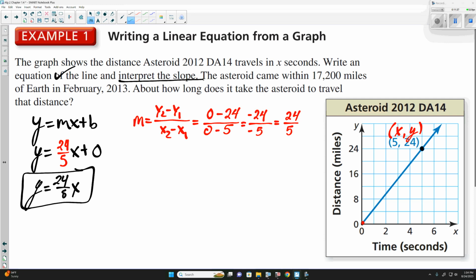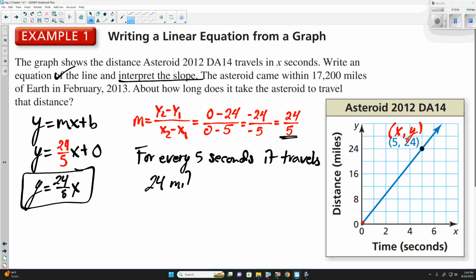Interpret the slope is just saying, what does the slope tell us? What does 24 over 5 mean in context of this problem? So the 5 is what? Time. So what we're saying is for every 5 seconds, it travels how far? It travels 24 miles.